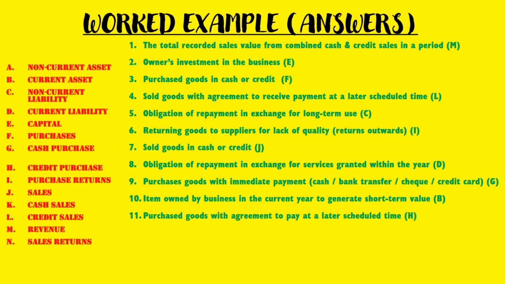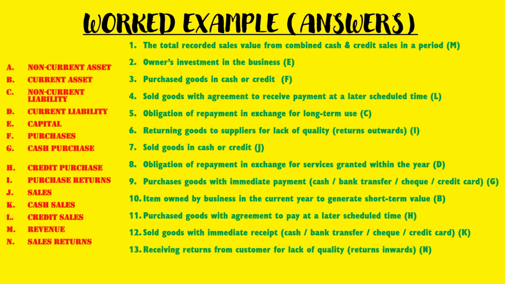Number 11 describes the purchase of goods now with payment to be made later. This is a credit purchase. Number 12 describes the sales of goods with immediate receipt of payment. This is therefore a cash sale. Number 13 is a customer return, which is describing a sales return. Finally, number 14 is about items purchased and owned to generate long-term value for business, which is a non-current asset.